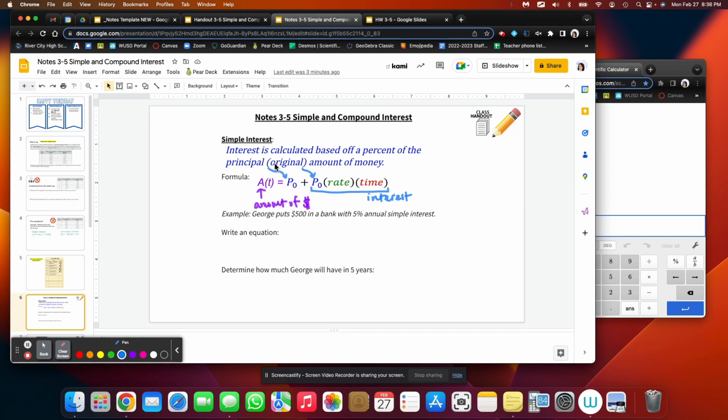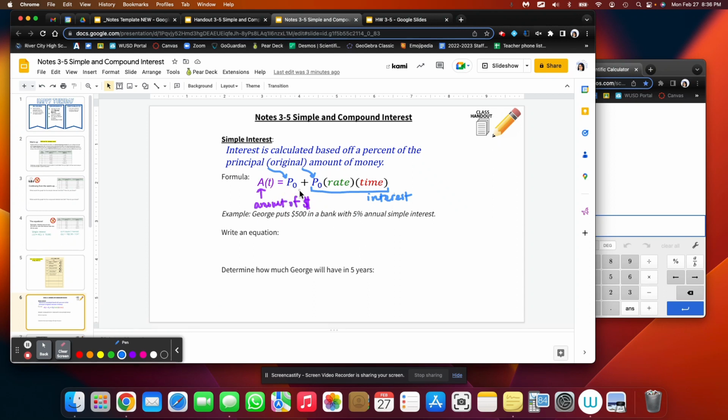So again, P0 represents the principal or the original amount of money, and you're going to multiply that by the rate of interest, and then multiply that by the time. So let's take a look at an example. It says, George puts $500 in a bank with 5% annual simple interest.